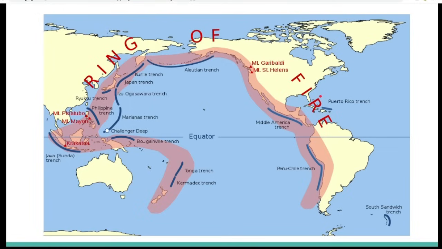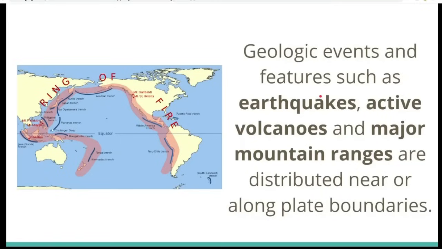Okay, so we can say that the three geologic events and features that are being shown in the three diagrams, which are the earthquakes in the first map, active volcanoes in the second map, and major mountain ranges in the third map, they are distributed near or along plate boundaries.